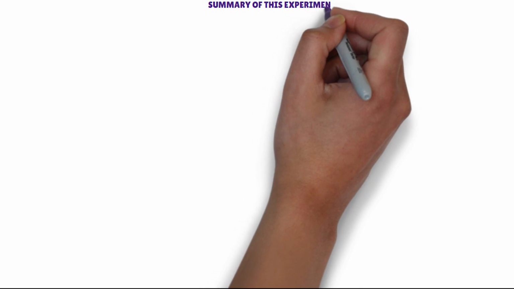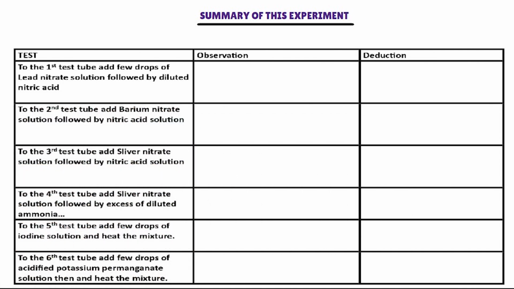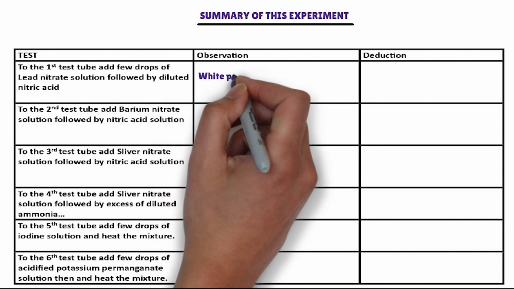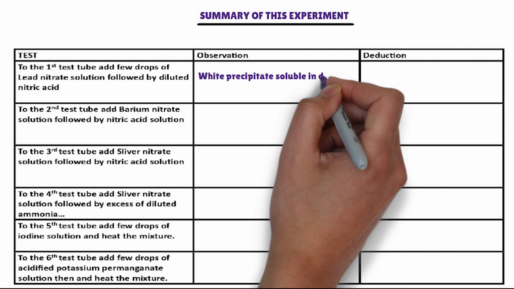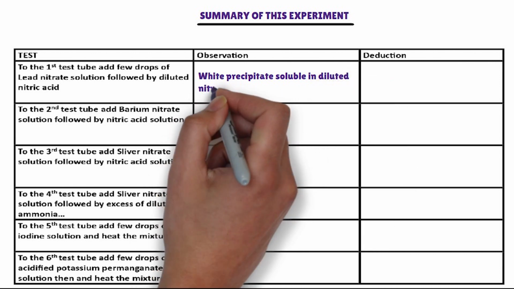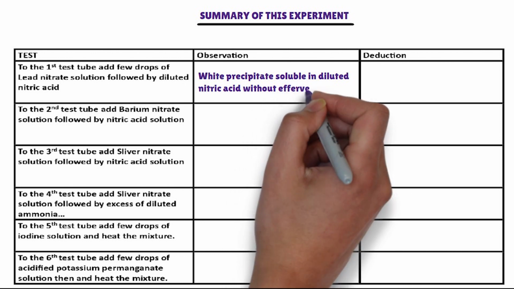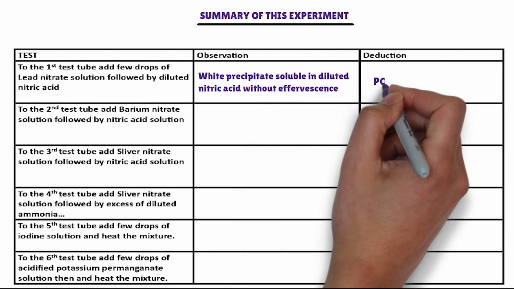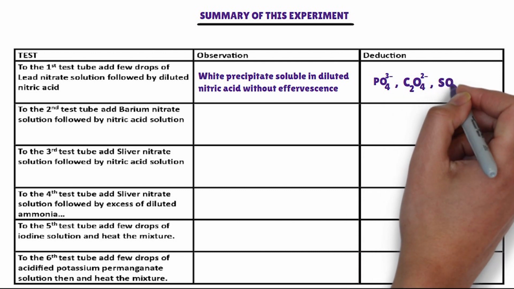Summary of this experiment. To the first test tube, lead nitrate solution is added, followed by diluted nitric acid. The anions that form white precipitate with lead nitrate and the precipitate formed is soluble in nitric acid without effervescence. The anions are phosphate ion, oxalate ion, sulfite ion.